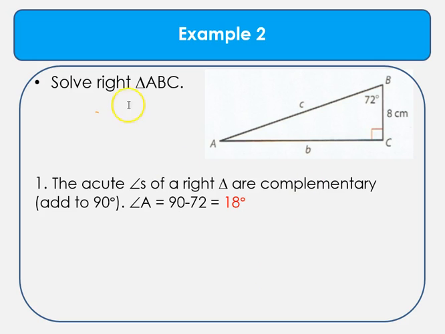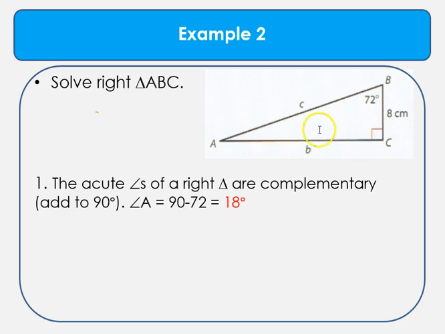Example 2. We're going to solve right triangle ABC. Right now, what do we know? Well, it's a 90-degree triangle, and we have an angle of 72 degrees. So the easiest, simplest thing we can state right now is the measure of angle A. And the measure of angle A is going to be the missing measure of your triangle.